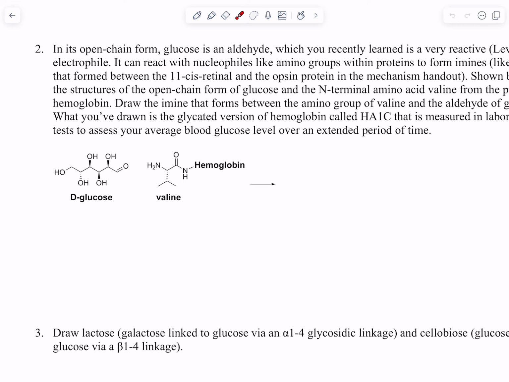And they think mostly it's this amino group that's at the very end of the hemoglobin. This is the free amino group at the N terminus of the hemoglobin protein. Here's the aldehyde. Based on what we just talked about, I want you to draw the imine that forms when the amino nucleophile attacks the aldehyde electrophile, carbonyl carbon. Okay, go ahead and get started on that. Take just a minute and a half.